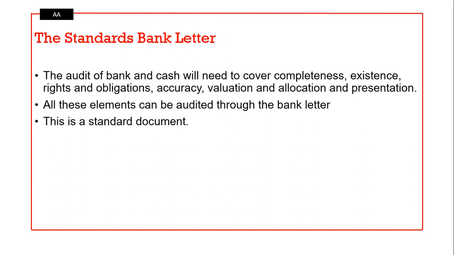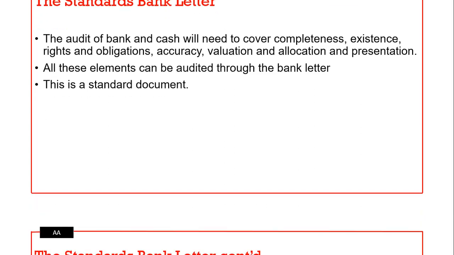When verifying the bank balance, we need to know what we are trying to achieve in terms of audit evidence. The audit of bank and cash will need to cover completeness, existence, rights and obligations, accuracy, valuation and allocation, and presentation. All these elements can be audited through what we call the bank letter. And of course, this is the standard document.